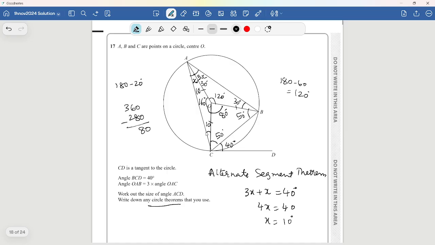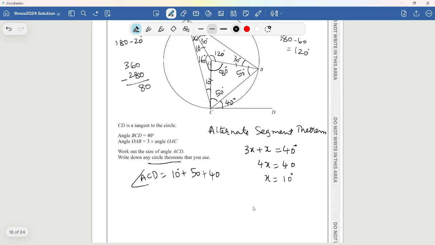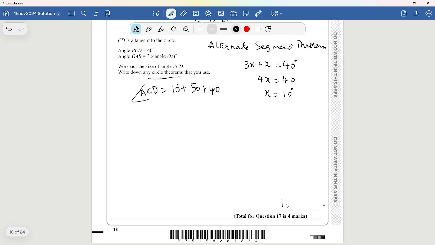We have got all these angles now. So the angle ACD is 10 plus, this part of the angle is 10, this is 50, this is 40. We have to find ACD, which is 10 plus 50 plus 40. 90 plus 10 is 100 degrees.